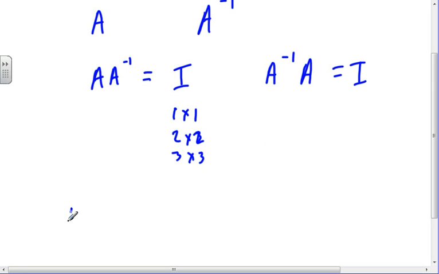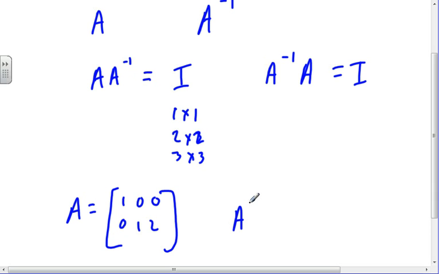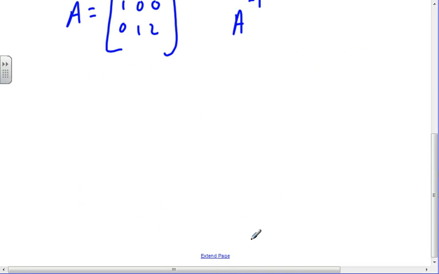So if A were 1 0 0, 0 1 2, and I wanted to find inverse A, I would say no, foul, can't do it. A is not a square matrix. There's nothing I can do. There's no way I can multiply anything by A and get a 3 by 3 out. Okay, it's not going to work that way. All right, so what am I going to do? I've got 1, 2, 3, 4. That's my A. And I want to find inverse A.